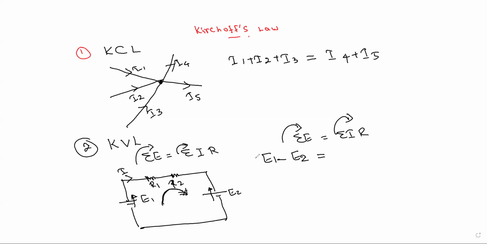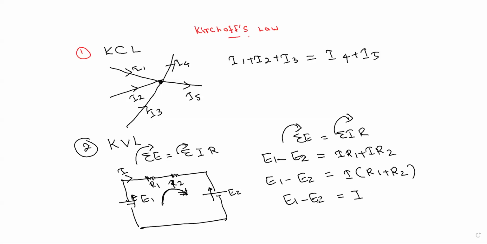On the other side, the summation of IR: I into R, I R1 plus I R2. I is common, so I'll put I outside, and I times R1 plus R2 equals E1 minus E2. So I equals E1 minus E2 over R1 plus R2.